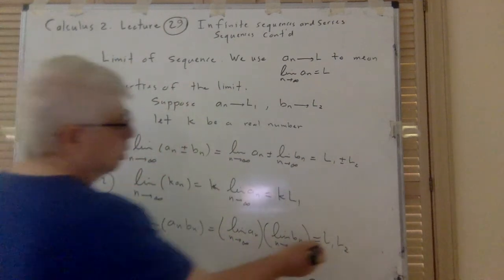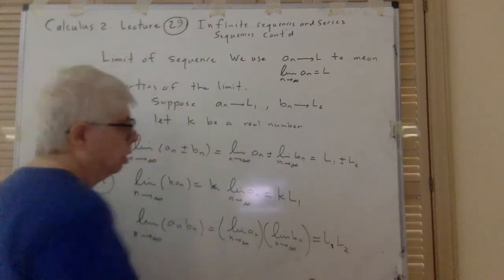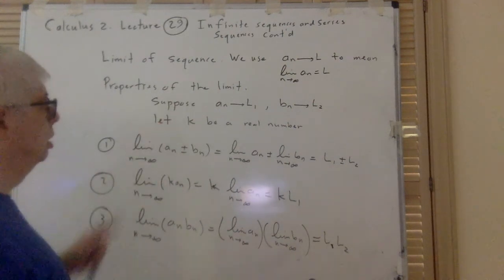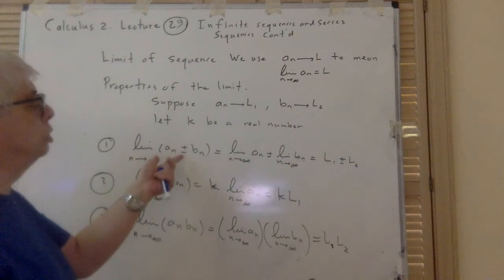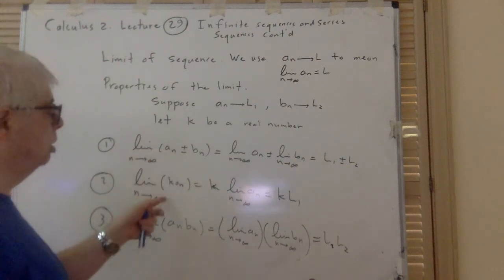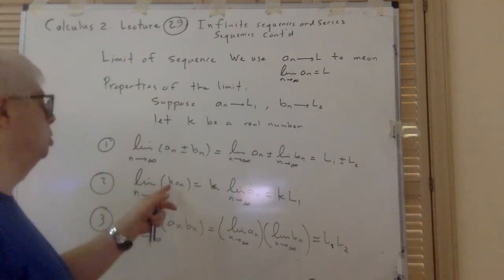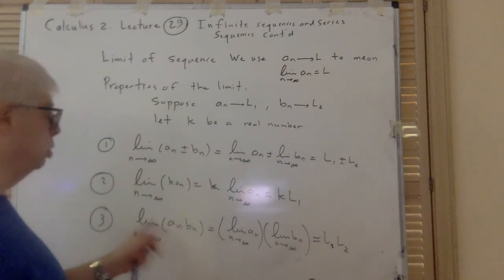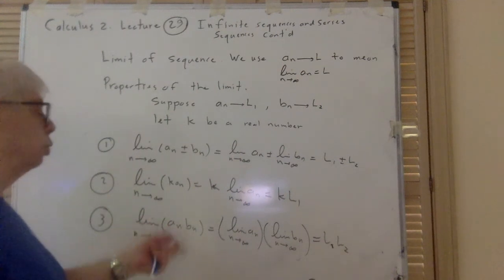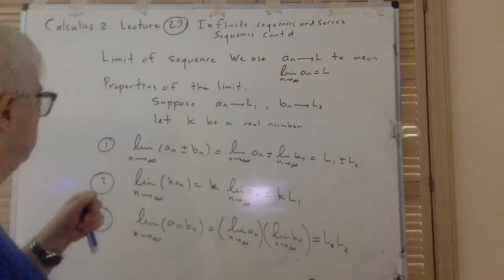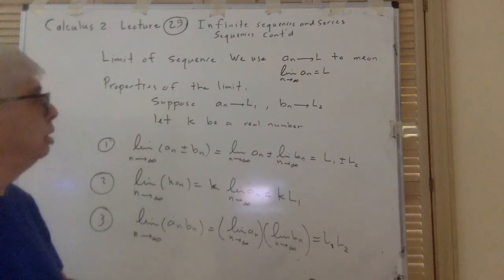Okay, so it seems that if the two limits exist, then the limit in fact distributes over addition. Subtraction is like addition, and it's also homogeneous in a sense, so this k can come out of the limit. Then in a sense it distributes over multiplication, and you can guess that it also distributes over division.